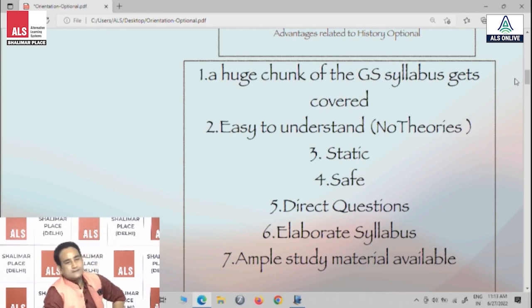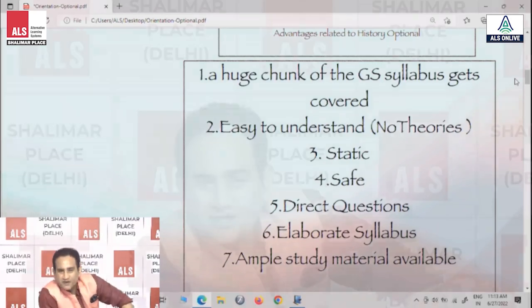So remember, when you have history optional, what is the advantage? The advantage is you can devote more time to history. Yes or no? Yes. It's not that we have more knowledge about history. Not necessarily. But we can devote more time to history because it will help us in preliminary, it will help us in mains, and it will also help in our history optional. Is it fine now? So history is very important for general studies.